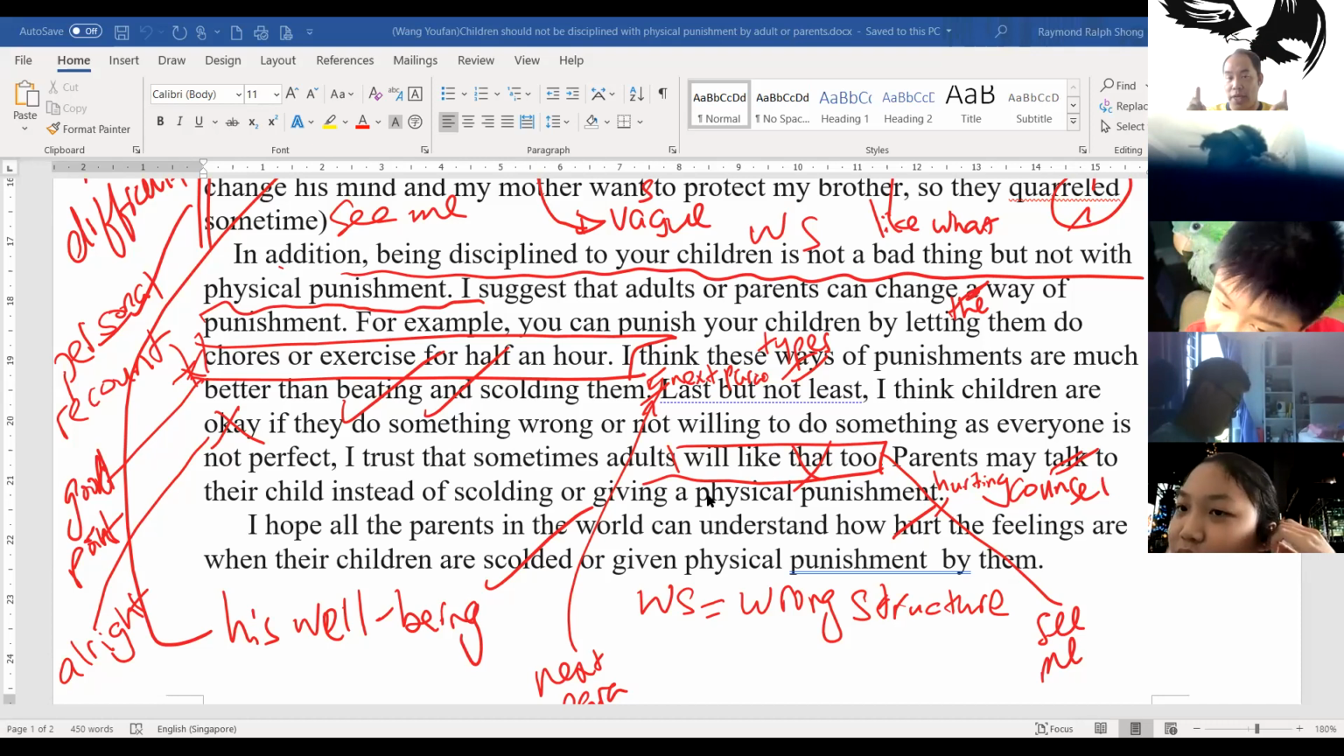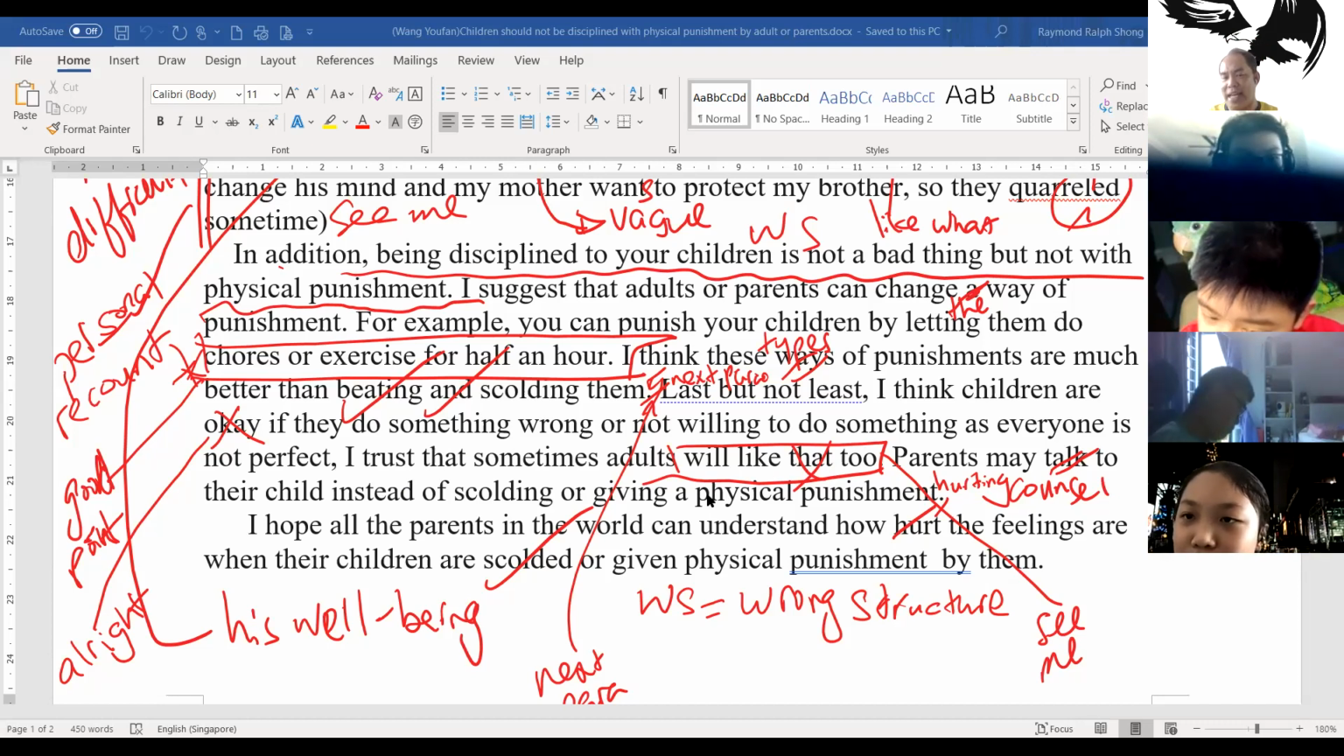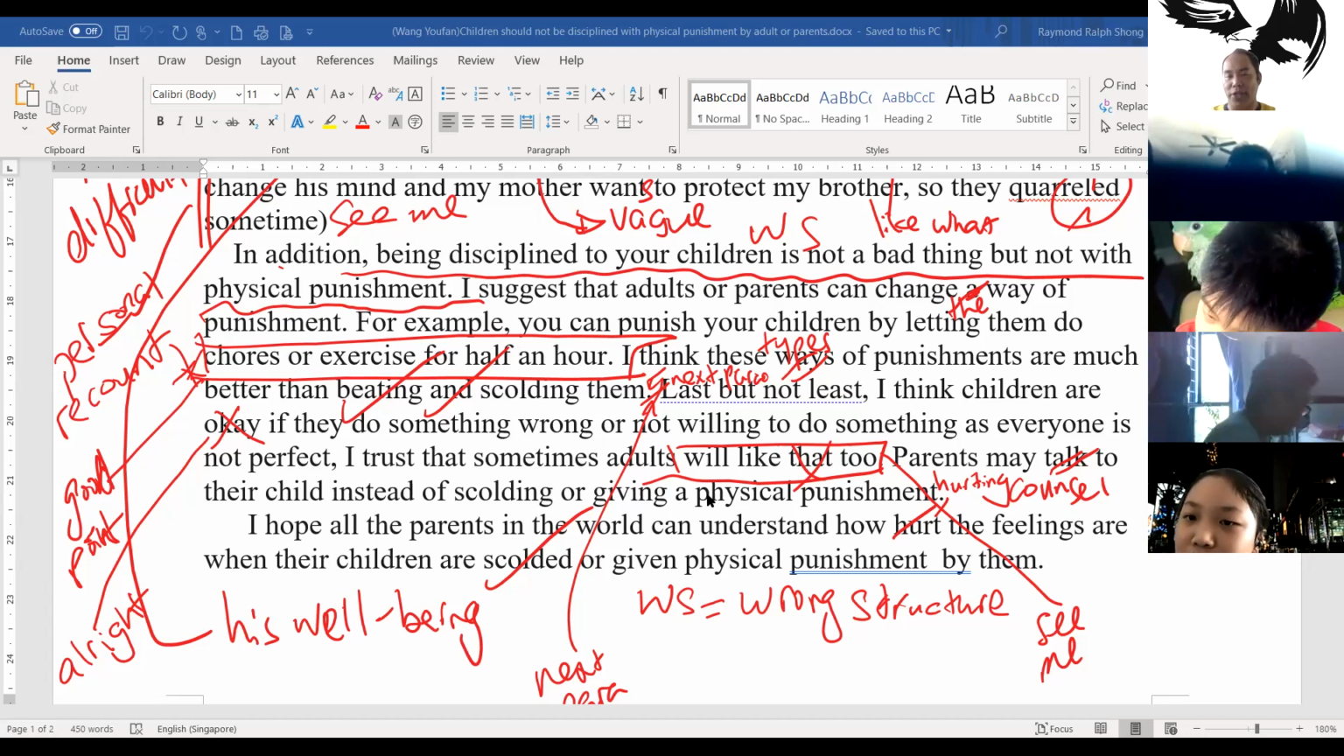Last but not least, 虽然总而言之, okay, last but not least, I would prefer you to write in the next paragraph, okay? Please take note of this. It's a very useful phrase, but use it in the last paragraph. Last but not least, I think children are okay. Excuse me, we are not Americans here, right? We are British, so do not use okay. I know some teachers say it's okay to use okay in your essay, but I'm not okay.